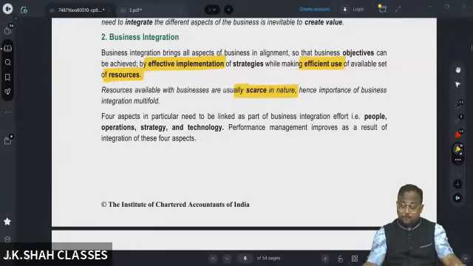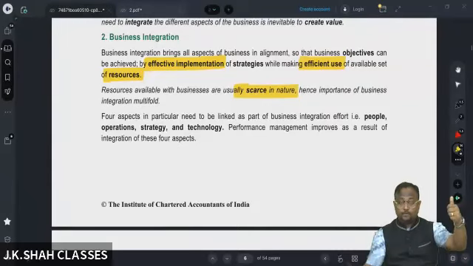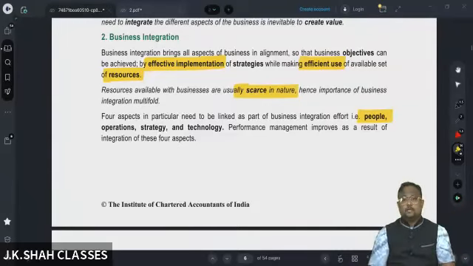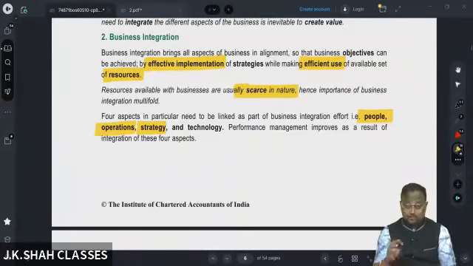What are the four major areas? People. When you talk about people, it includes suppliers, customers, employees, everything. Then your processes, your strategies towards achieving the goal, and the technology that you're using.